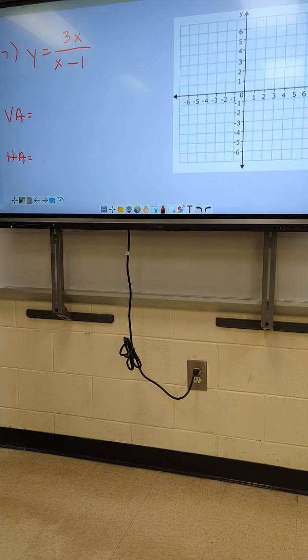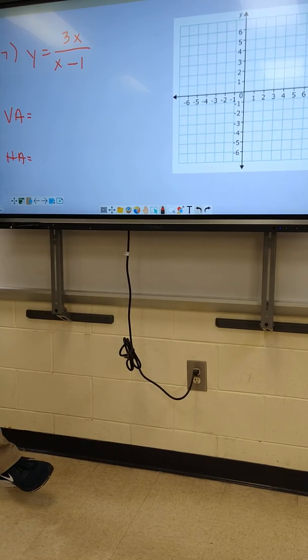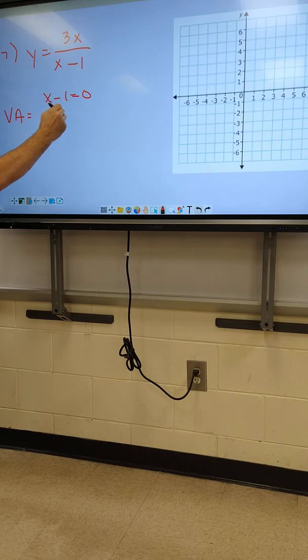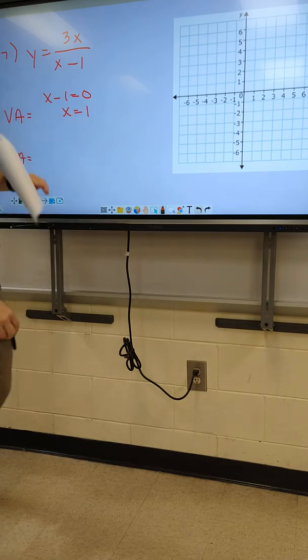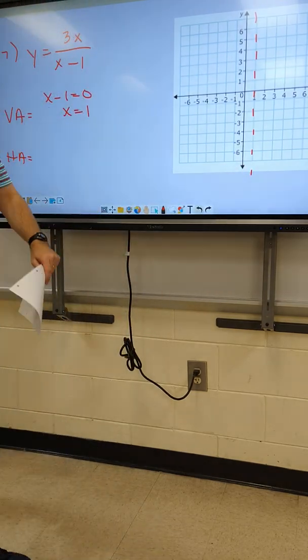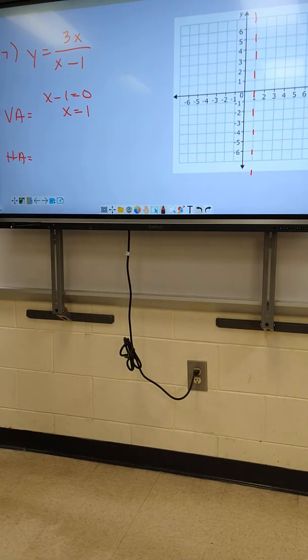Will, you got the rolling? Yeah, it's rolling. All right, number 7, we're going to start it off the same way. Troy, how do I find the VA on number 7? What do I do? So that'll be x equals 1. Good, Troy. So I put a dotted line at 1. That's the same way we've been doing it. Easy stuff. All right, now, what's different about this one from 4, 5, and 6?